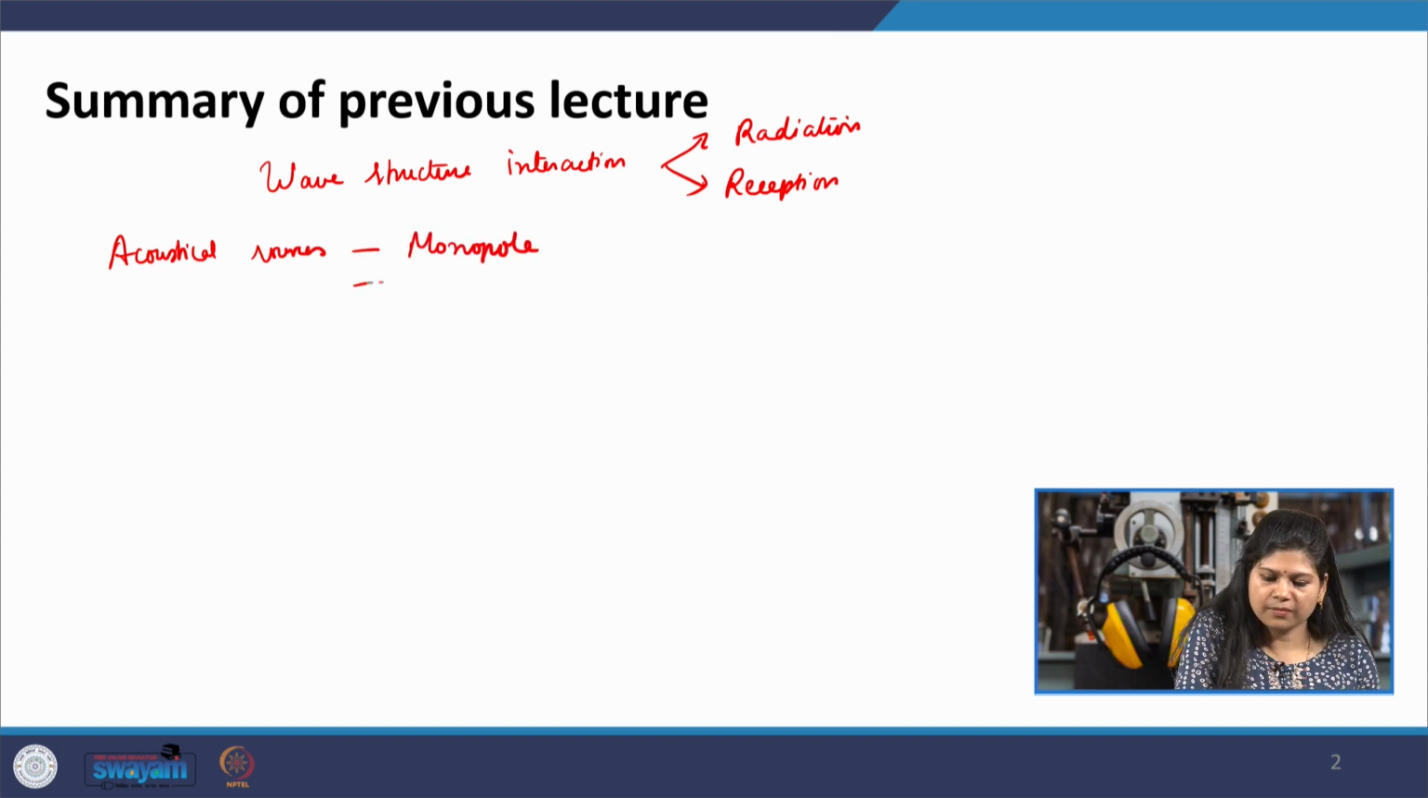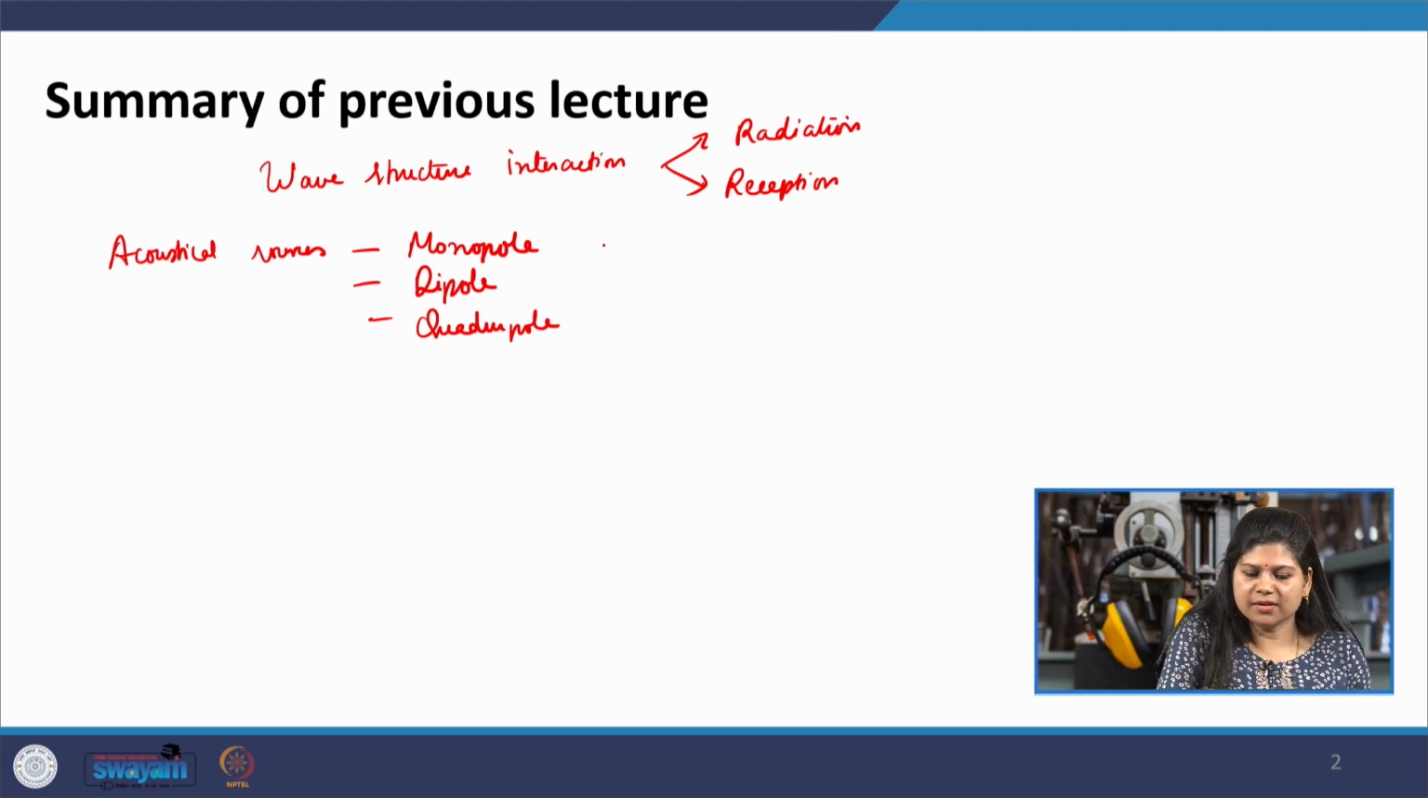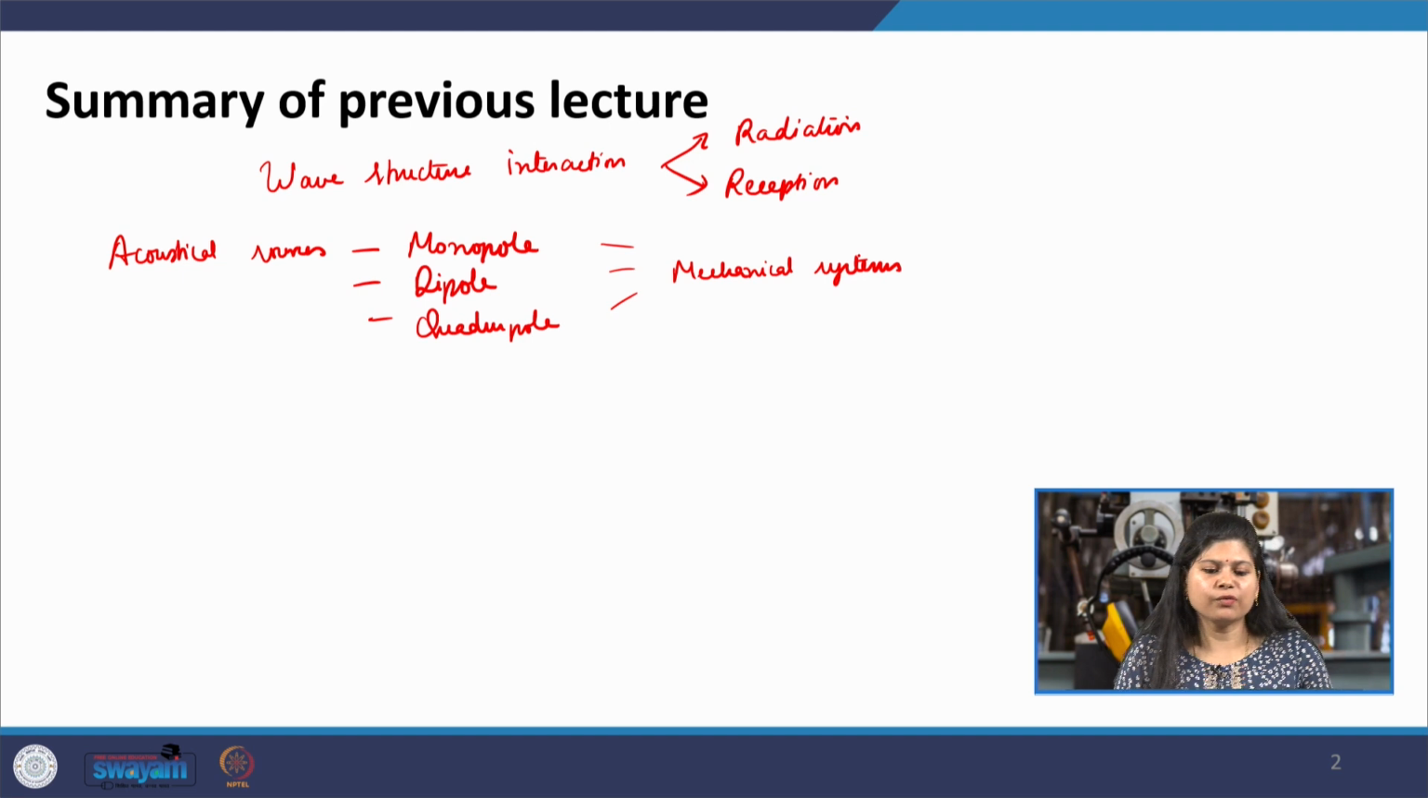monopole, dipole, quadrupole, and how these sources are found in the various mechanical systems, what kind of machineries or mechanical systems behave as if they are these kinds of sources and generate an appropriate sound field based on the type of source it is behaving like.